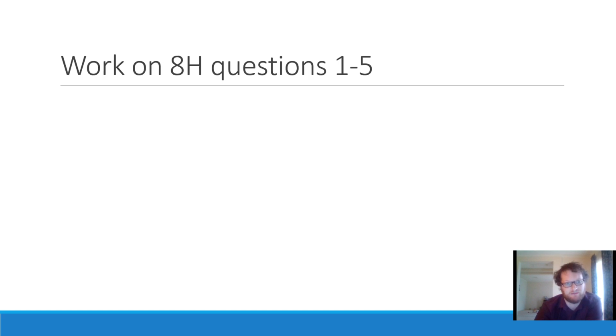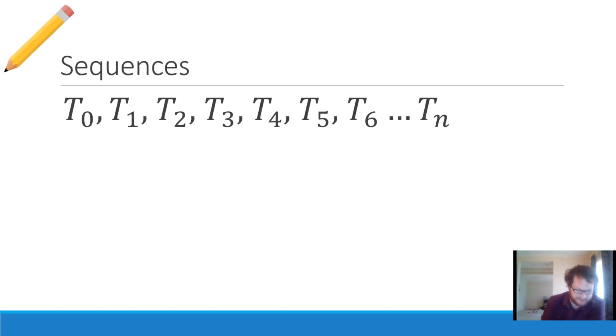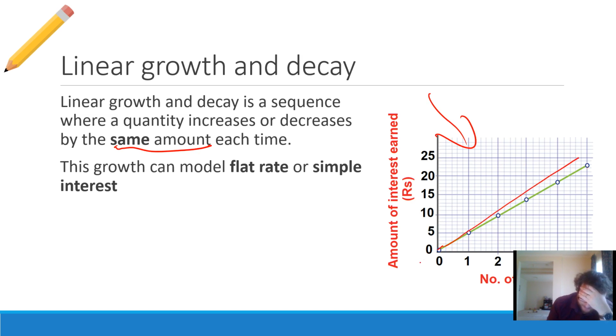So let's back up a second, all the way back to lesson 20. What we were doing in lesson 20 was looking at linear recursion. The whole idea of linear recursion is that it deals with simple interest. So how does it do that? We have these sequences, T0 being the first one, all the way up. The second was T1, and then Tn was just some number n, the nth place. Linear growth and decay is a sequence where the quantity increases or decreases by the same amount each time. Because it's increasing by the same amount, it's going to be a linear increase, a straight up increase.